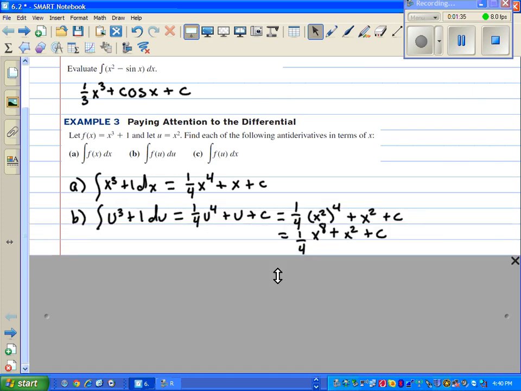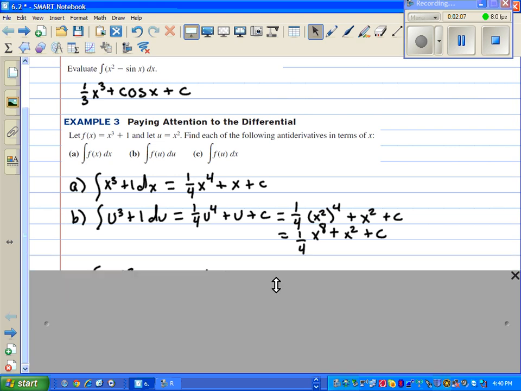So in this case, f of u is u in place of the x. So we'll have, instead of x to the third plus 1, we have u to the third plus 1. If we take the antiderivative of this with respect to u, it's 1/4 u to the fourth plus u plus c, and of course u is x squared. So any place we see a u, we're going to put an x squared. So simplifying, we get 1/4 x to the eighth plus x squared plus c.